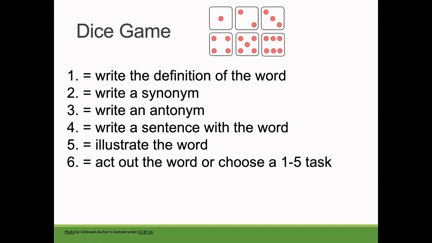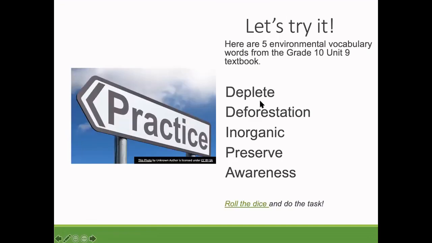In fact, you could do this as a whole class activity. You, the teacher, could roll the dice, and everybody has to write a definition of the word if you get a number 1. And then you go to the next word and you roll it again and you say, okay, this time, everybody write a sentence with the word. So there's different ways that you could use the dice and use this game. Let's try it, shall we?